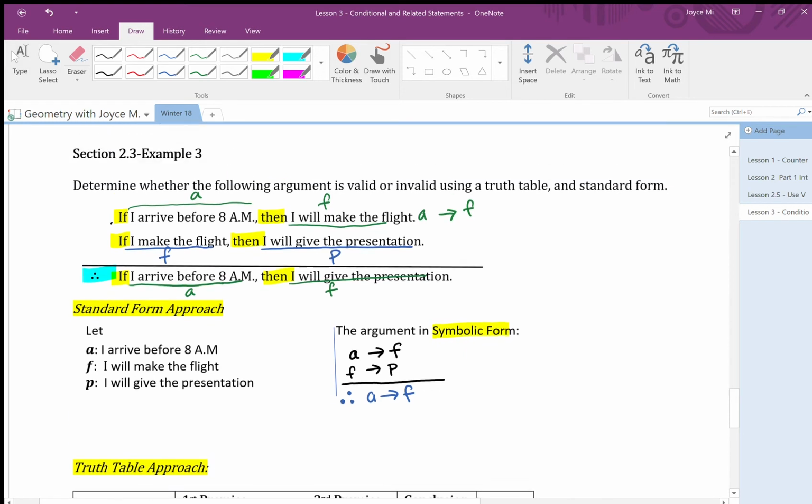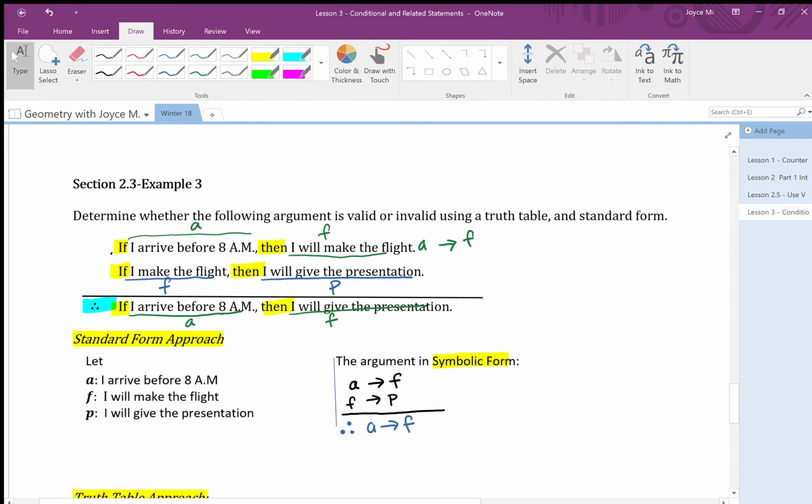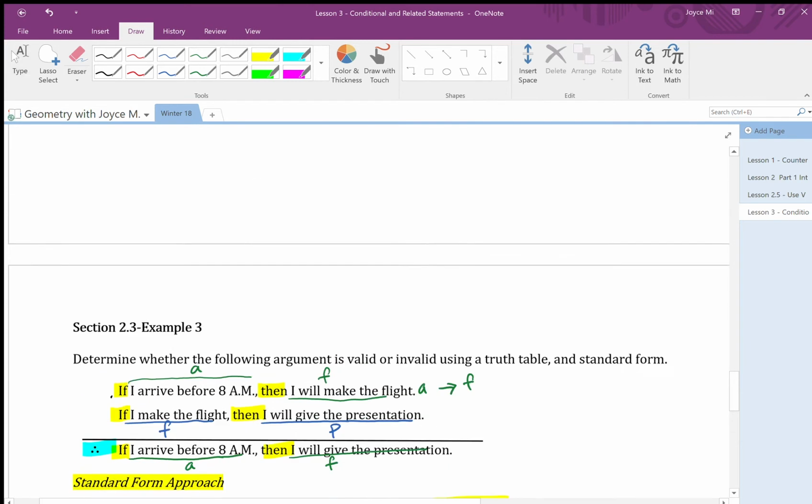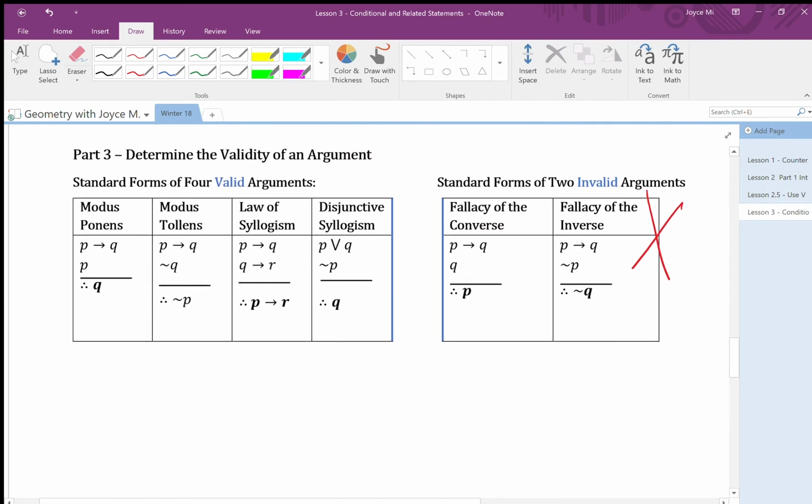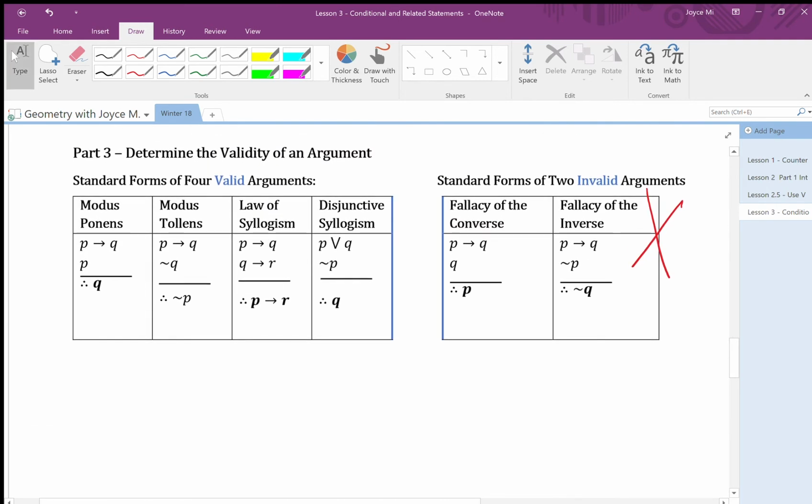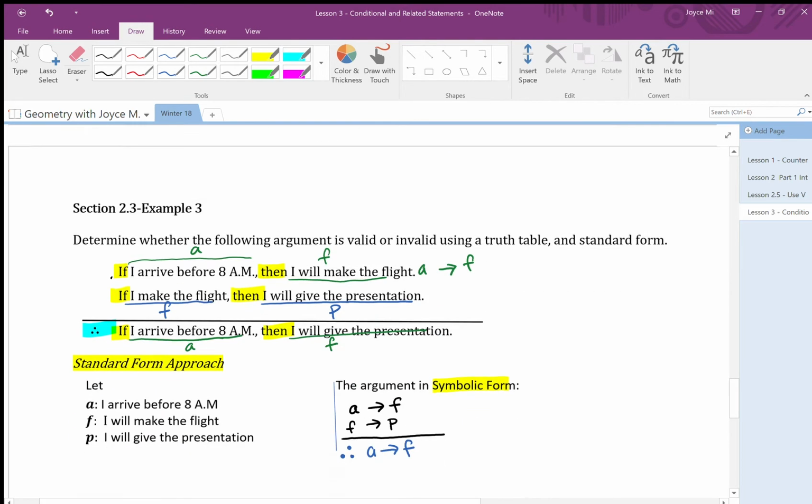Okay. So while looking at the symbolic form, does it look familiar? Does it look like one of the standard forms that we discussed earlier? So A implies F, F implies P. It's just the standard form for the law of syllogism, this one over here. So we're going to use that one. So by the law of syllogism, we know this is a valid argument.